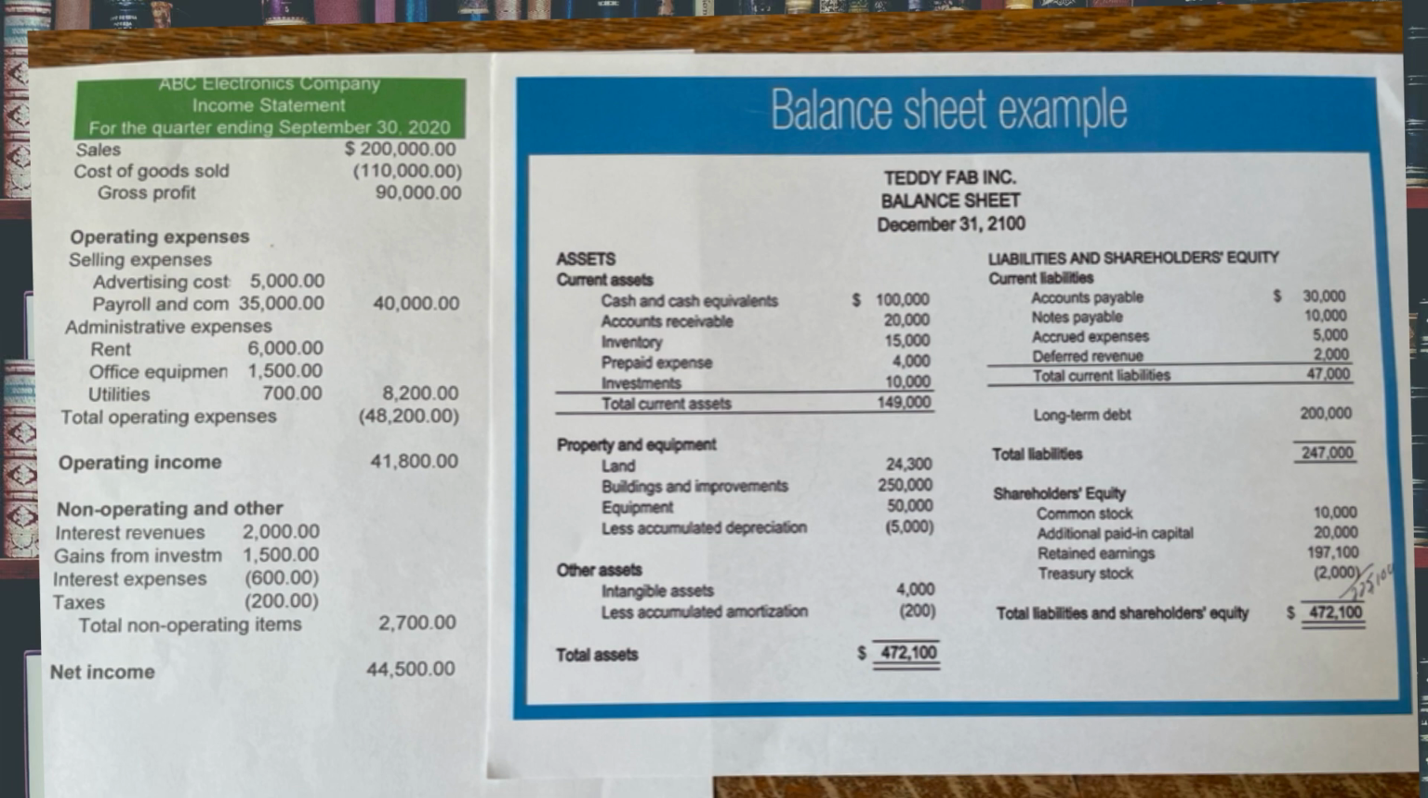So anyway, we're just going to use the regular inventory that's really on the balance sheet. The cost of goods sold of 110,000 divided by the inventory of 15,000 would end up with 7.33.